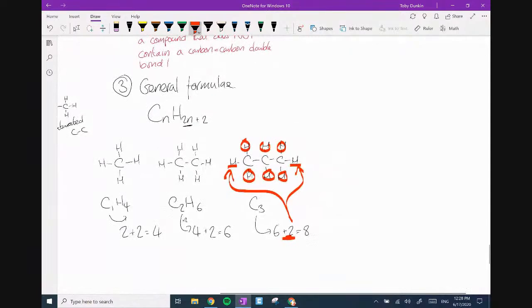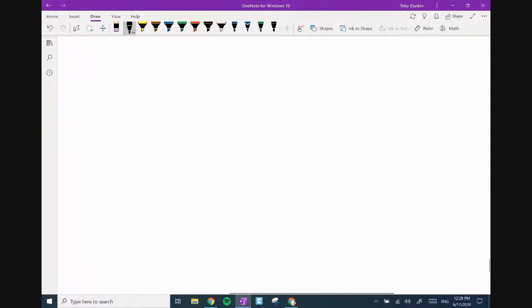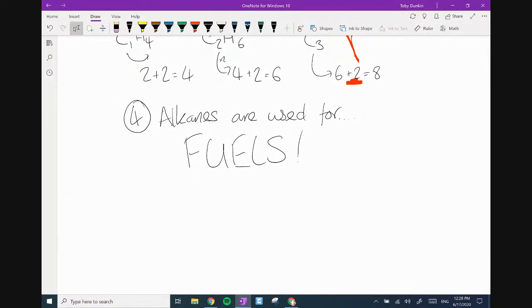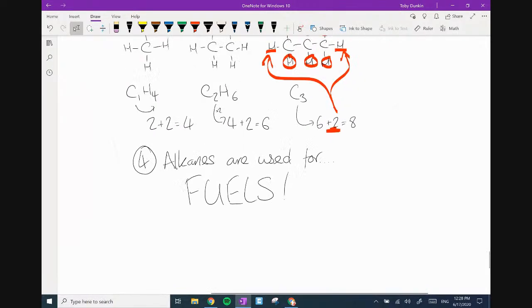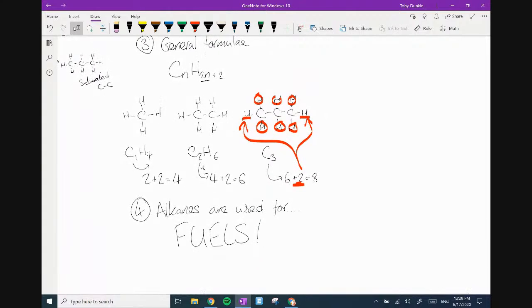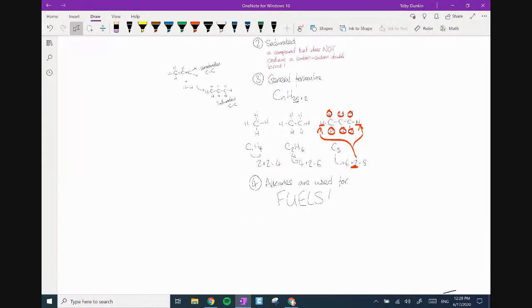Okay, fact number four, we're coming to the end of the alkane family now. We'll do fractional distillation next lesson. Fact number four, what are alkanes used for? Alkanes are used for fuels. We burn them. Well done, Rue. They are used primarily for fuels. 98% of all alkanes get burnt in cars, power stations, jet engines, loads and loads of them. We love alkanes because they're our source of energy.